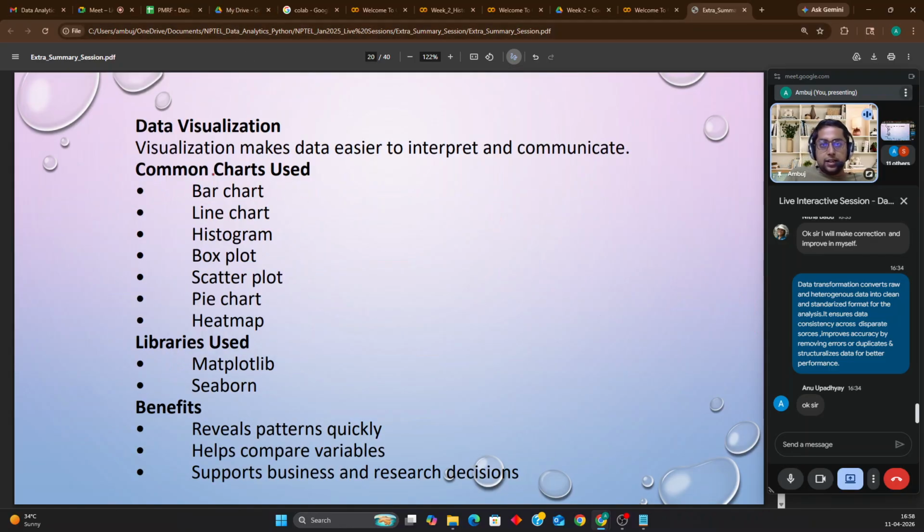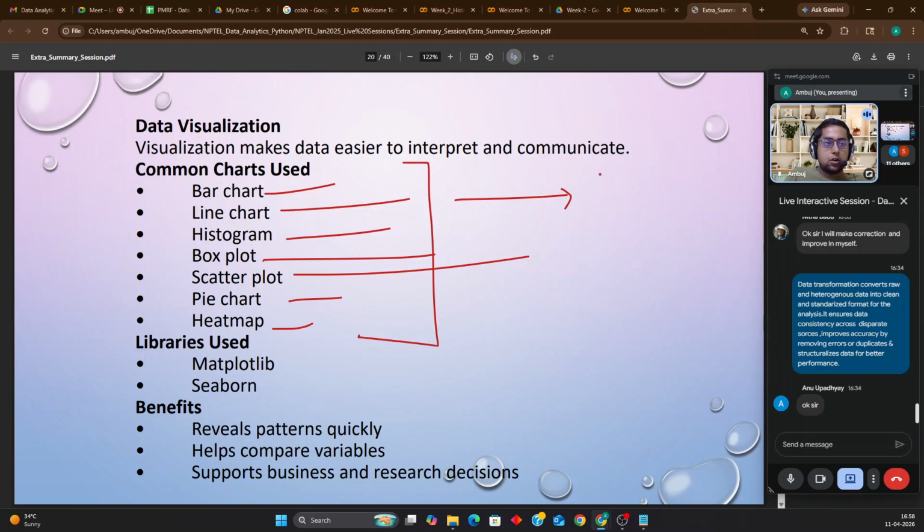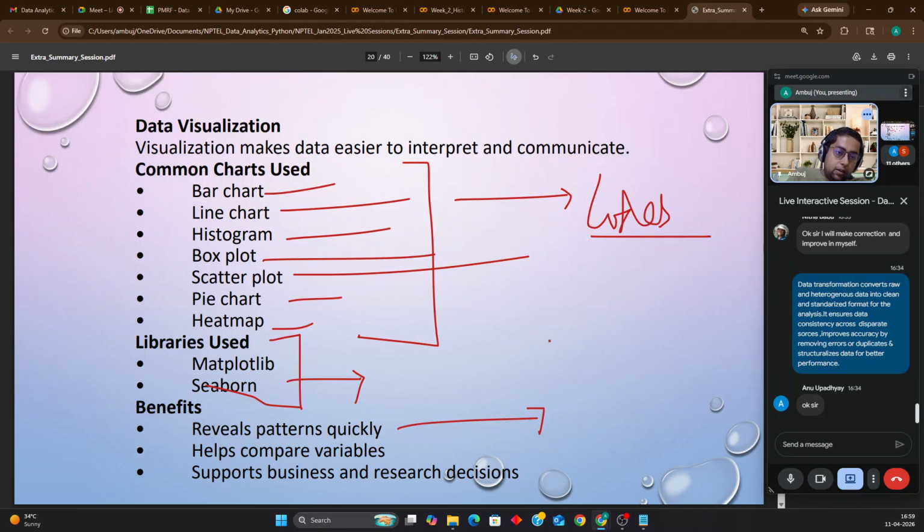Data visualization is generally carried out using bar charts, line charts, histograms, box plots, scatter plots, pie charts, and heat maps. Already covered. Codes are already given. Please run them, see the plots and clear your doubts. Libraries used are Matplotlib and Seaborn, already provided in great detail. Benefits are that it reveals patterns quickly. Visually you are more stimulated by the data, and you can explore various trends in the data very easily.